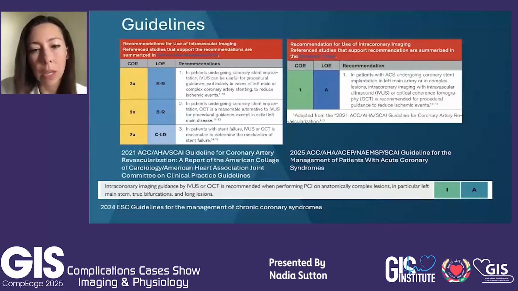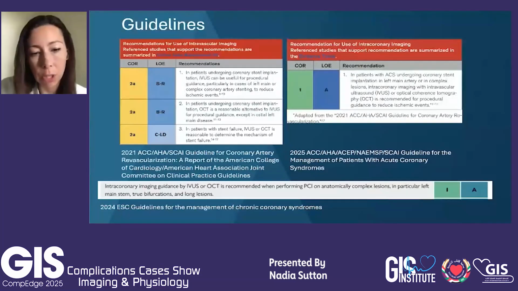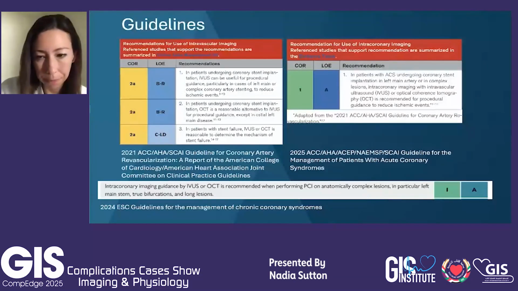But I do think that with the information that we have now, if we did get an update sometime in the near future, hopefully that would be upgraded also for patients with chronic coronary artery disease. And the 2024 European Society of Cardiology guidelines for the management of chronic coronary syndromes does provide a 1A recommendation for using IVUS or OCT for anatomically complex lesions, in particular for left main, true bifurcations, and long lesions.